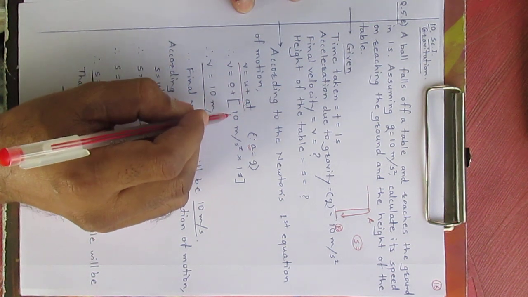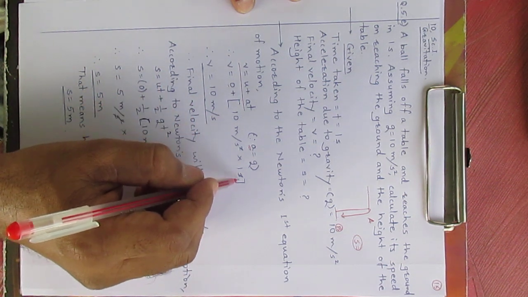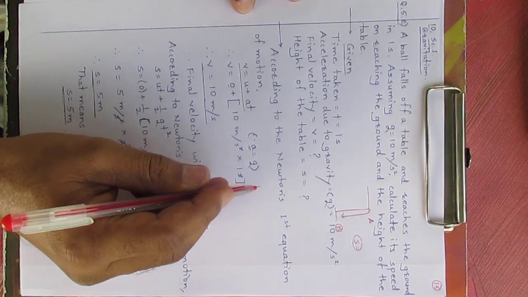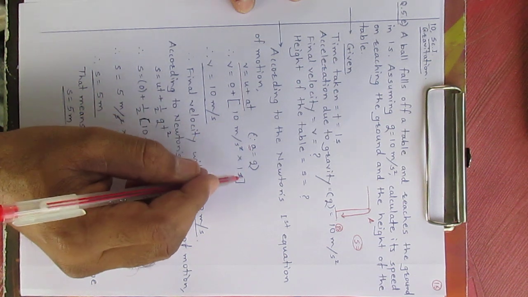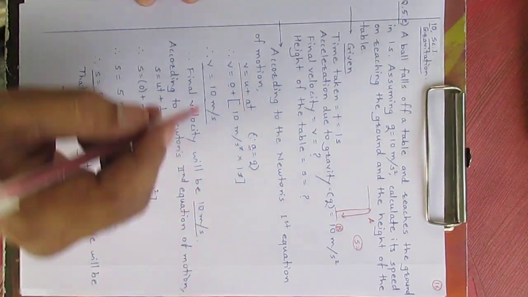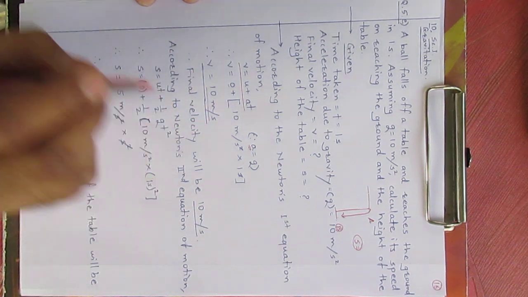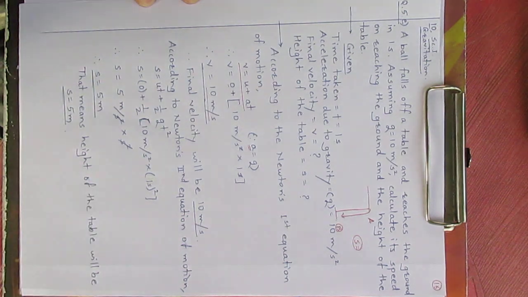So v is equal to acceleration due to gravity, that is 10 meter per second square, into time 1 second. This second in the numerator and this second square in the denominator, one of the seconds is cancelled. Then we will get the final velocity will be 10 meter per second. Final velocity is 10 meters per second.